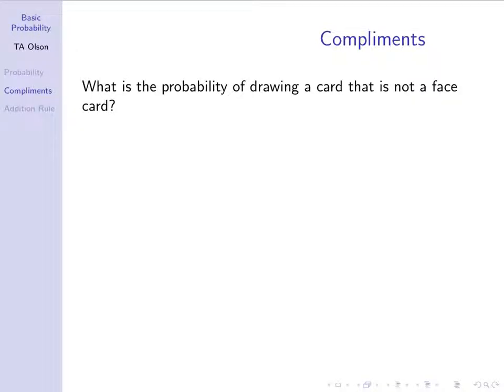So one of the things we can do with these complements is actually do calculations with them. So let's ask a question. What is the probability of drawing a card that is not a face card? Well, there's a couple ways we can do this. We can do this the straightforward brute way, or we can use the fact that the probabilities add up to 1.